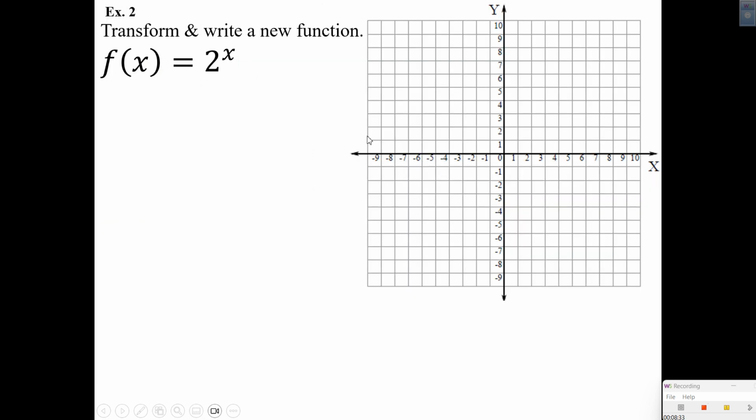And today, we're going to continue here. Copy this one, please. Example number 2. Today, we're going to do more transformations, but without a table. Today, it's going to go a little bit faster.